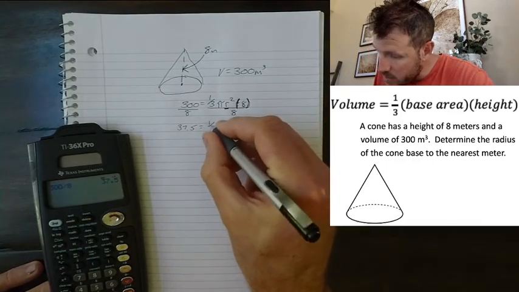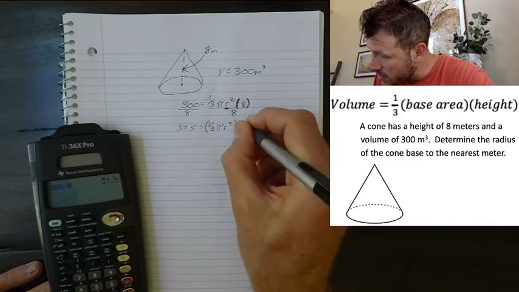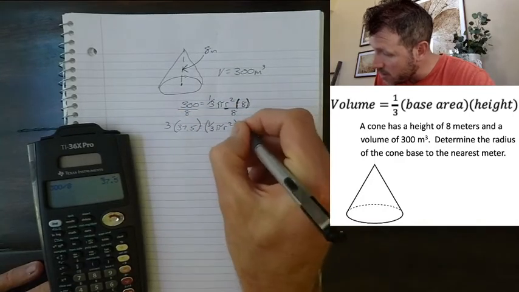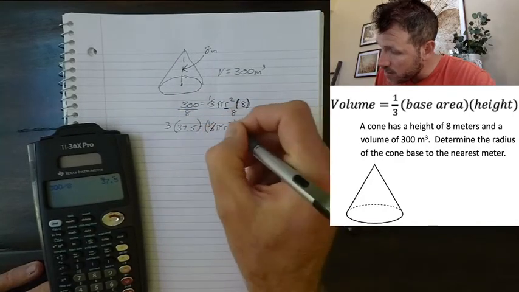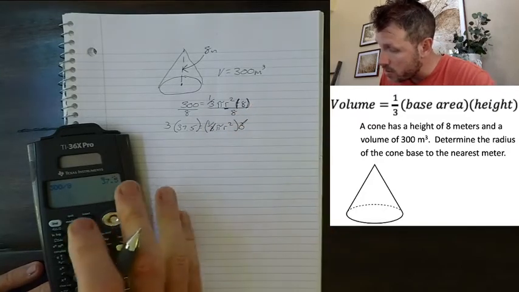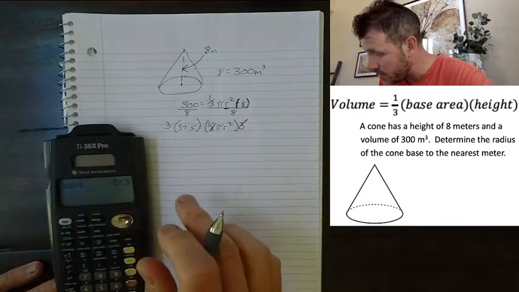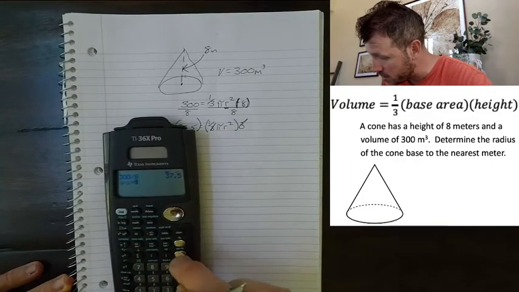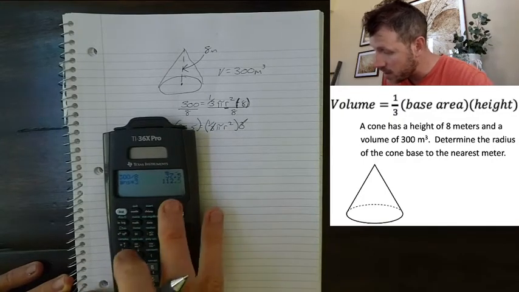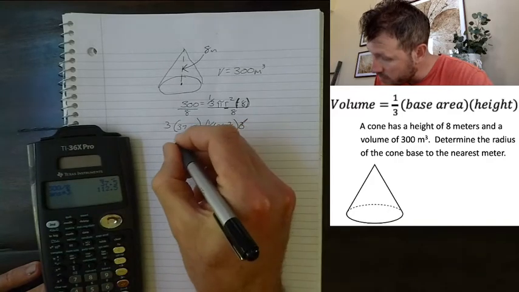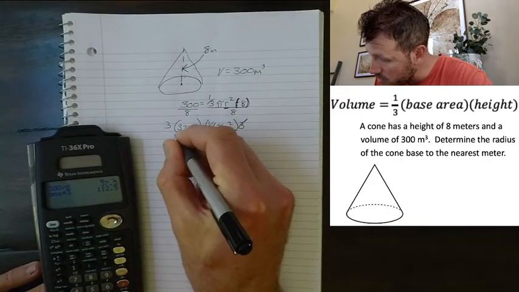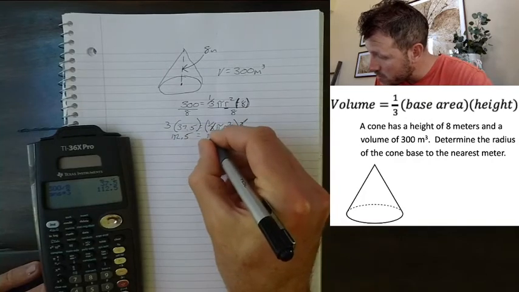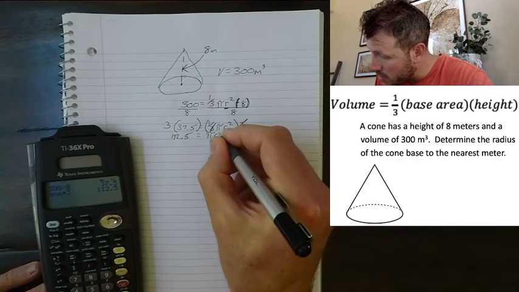Now we need to get rid of this 1/3, so we got to multiply this whole thing times 3. Means we multiply this side by 3. The 3's cancel, leaving us with pi r squared. 3 times 37.5, so just take our answer and hit times 3, giving us 112.5. 112.5 is now equal to pi r squared.